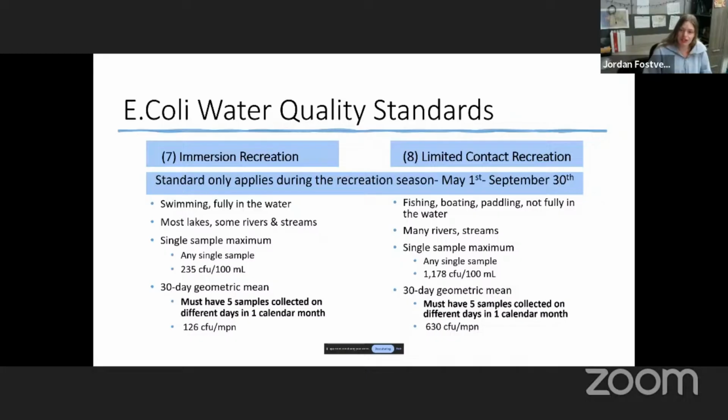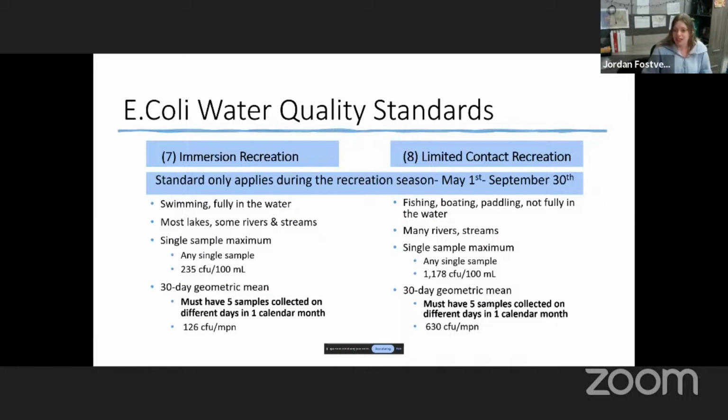So for immersion recreation, that just means you're swimming, you're fully in the water. Most lakes and then some rivers and streams have this use assigned to them. The single sample maximum is any single sample can't exceed 235. If it exceeds that, with the 10% exceedance rate, it is considered impaired.